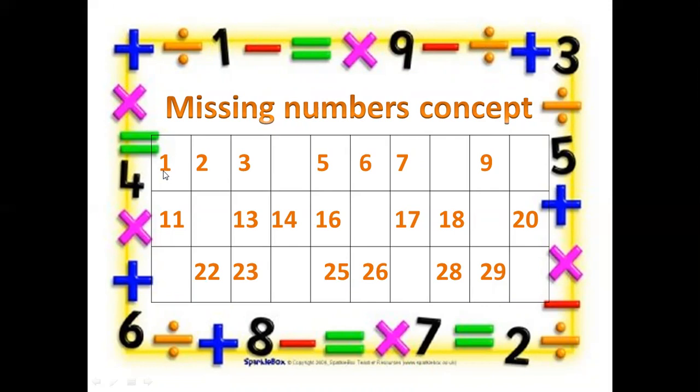Now look here: 1, 2, 3. After 3, the number is missing. What will come after 3? What will come?